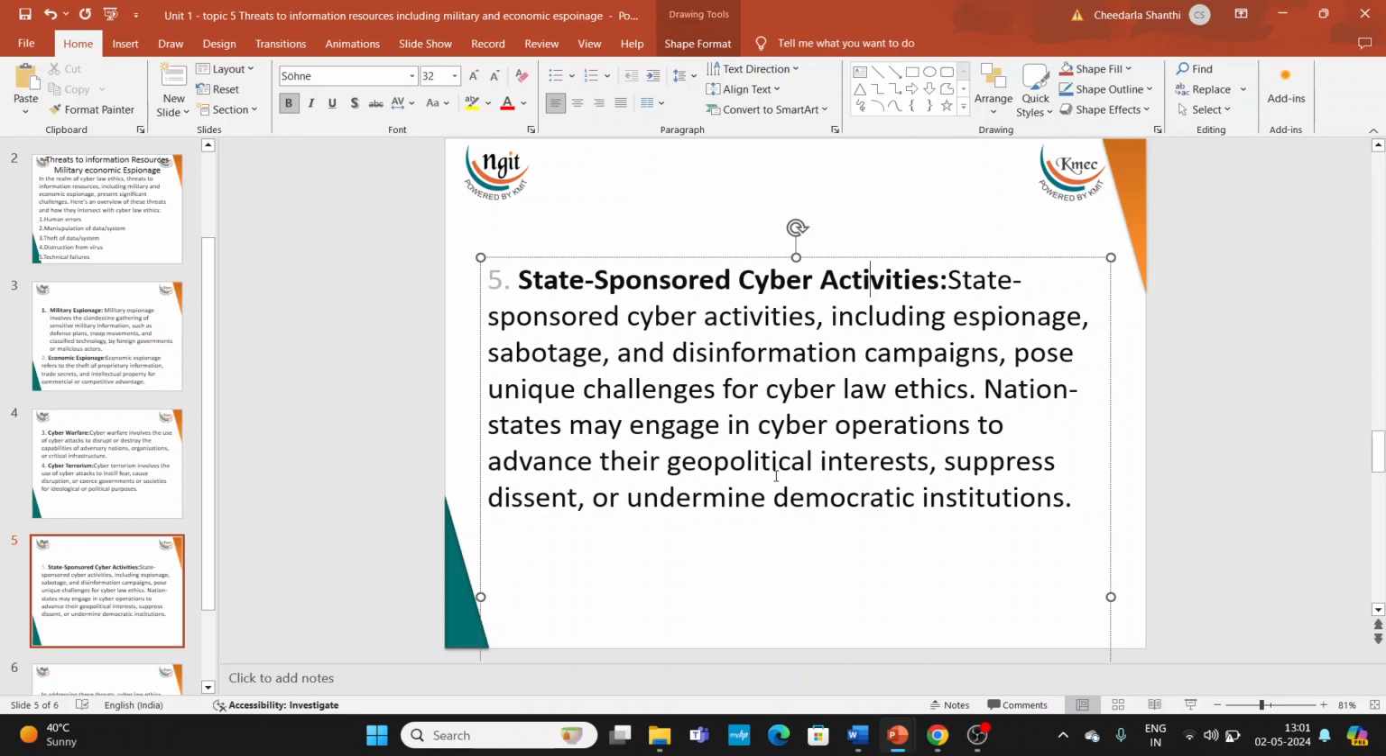So cyber operations will be in geopolitical fields, creating surprises, and undermining the institutions, the domestic institutions. All those things happen in state sponsored activities.